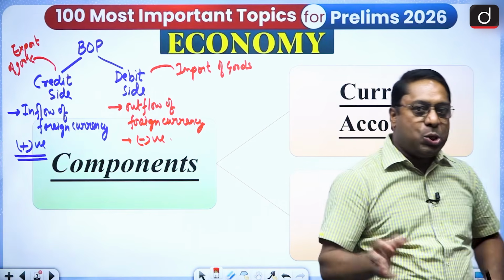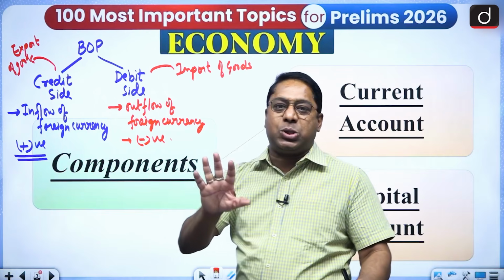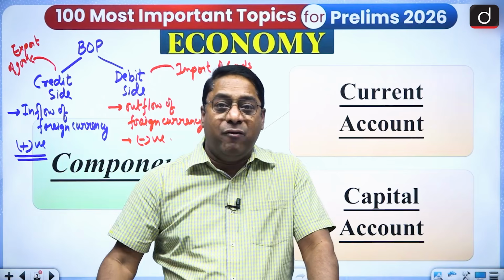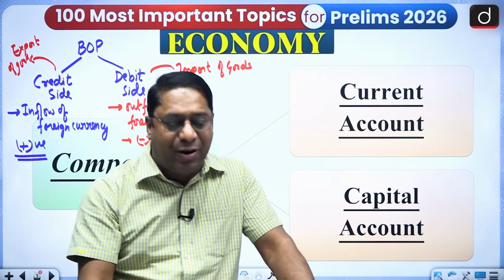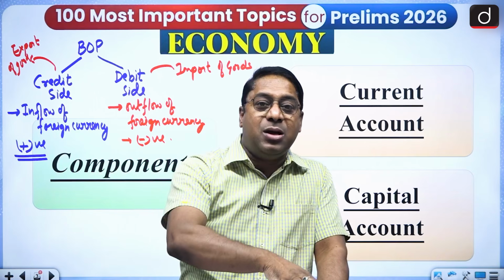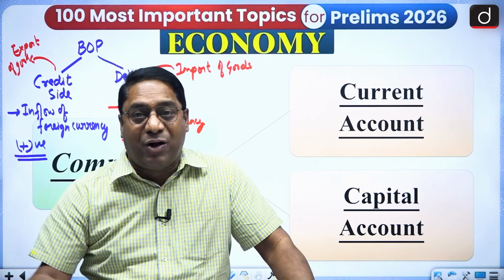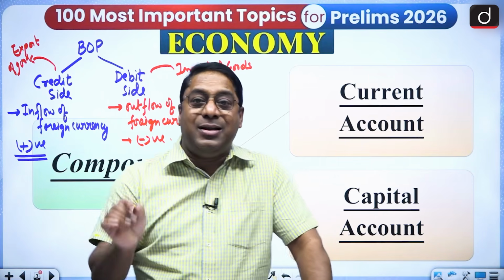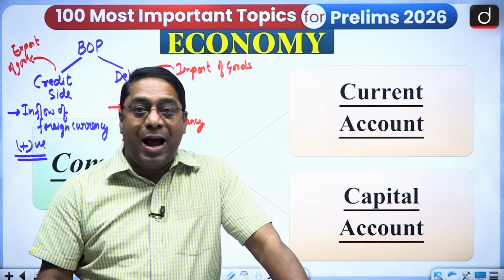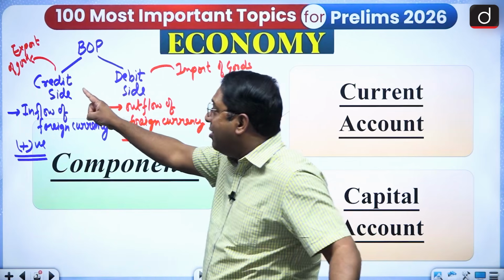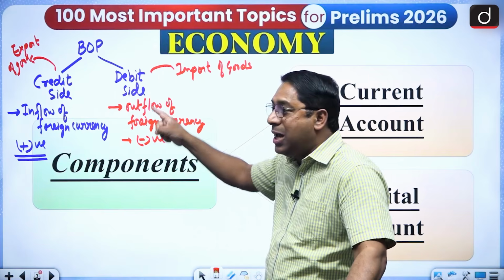So the BOP account, you all must know, is a systematic recording which shows all economic transactions taking place between the residents and the rest of the world, during a specific time period, that is in a year. And the BOP has two sides: one is the credit side and the other is the debit side.